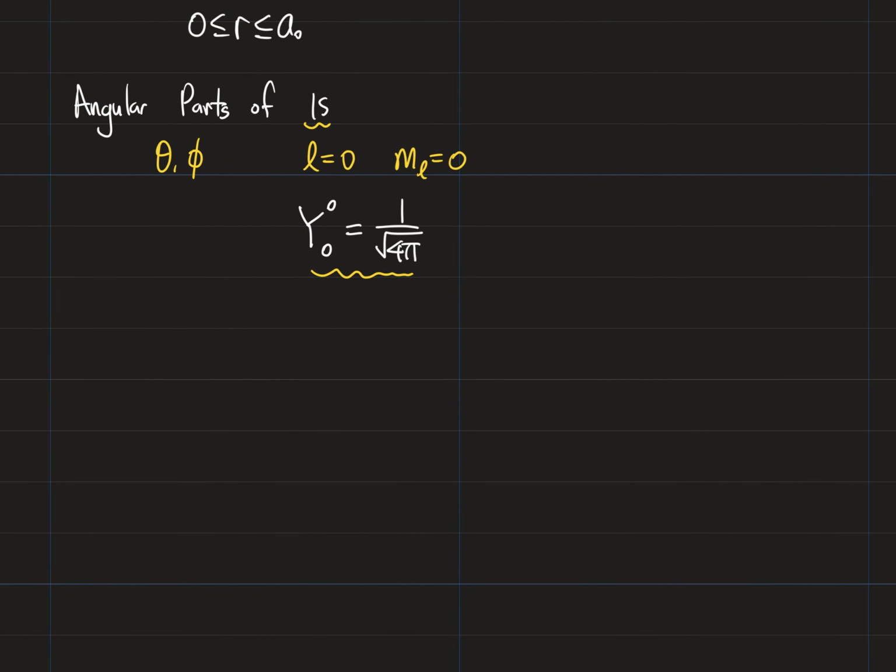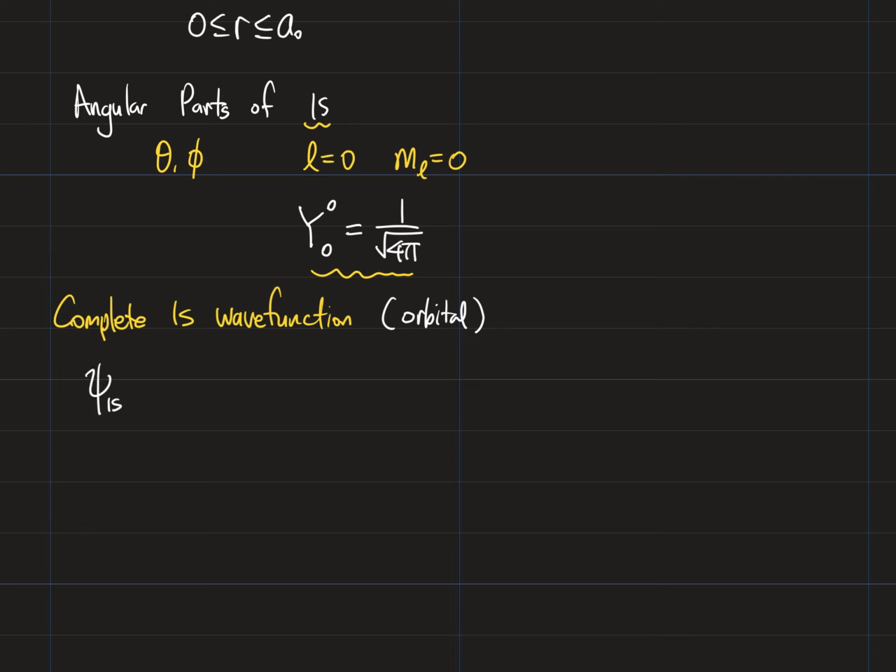Okay, so complete 1s wave function. When we say the atomic wave function, you might just want to say 1s orbital. So it has exactly the same meaning. So 1s wave function and 1s orbital, it has exactly the same meaning.